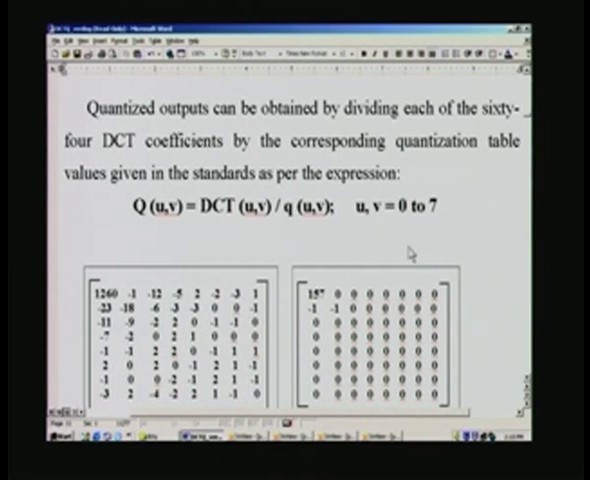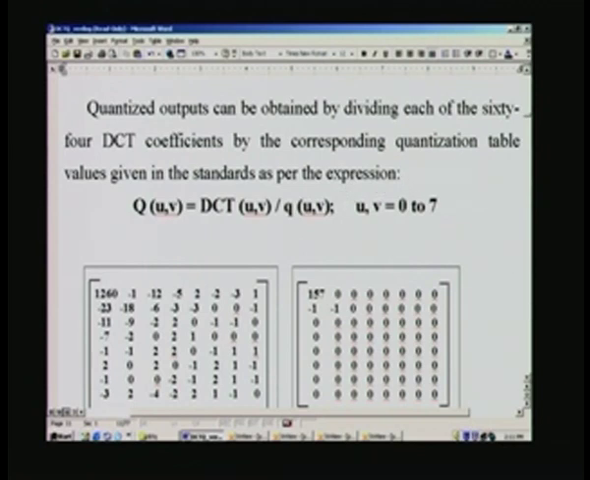So the next step is what is called quantization, and quantization outputs can be obtained by dividing each of the 64 DCT coefficients which came in the previous step by the corresponding quantization table values given in the standards. This is part of the standard, and it is another 8 by 8 matrix with elements 8, 16, 16, 19, 22 and so on.